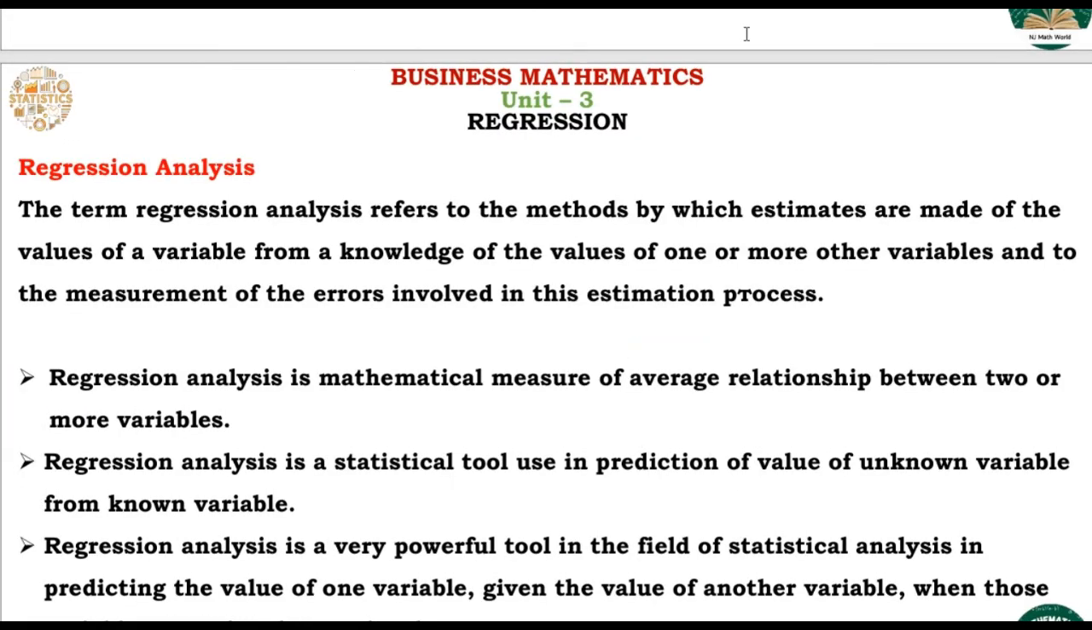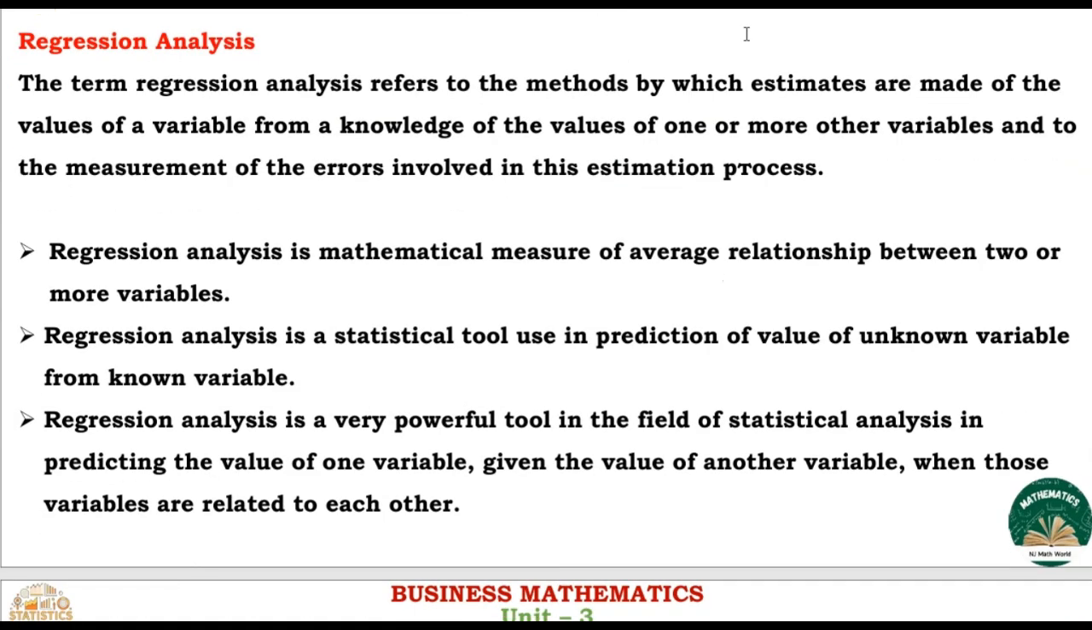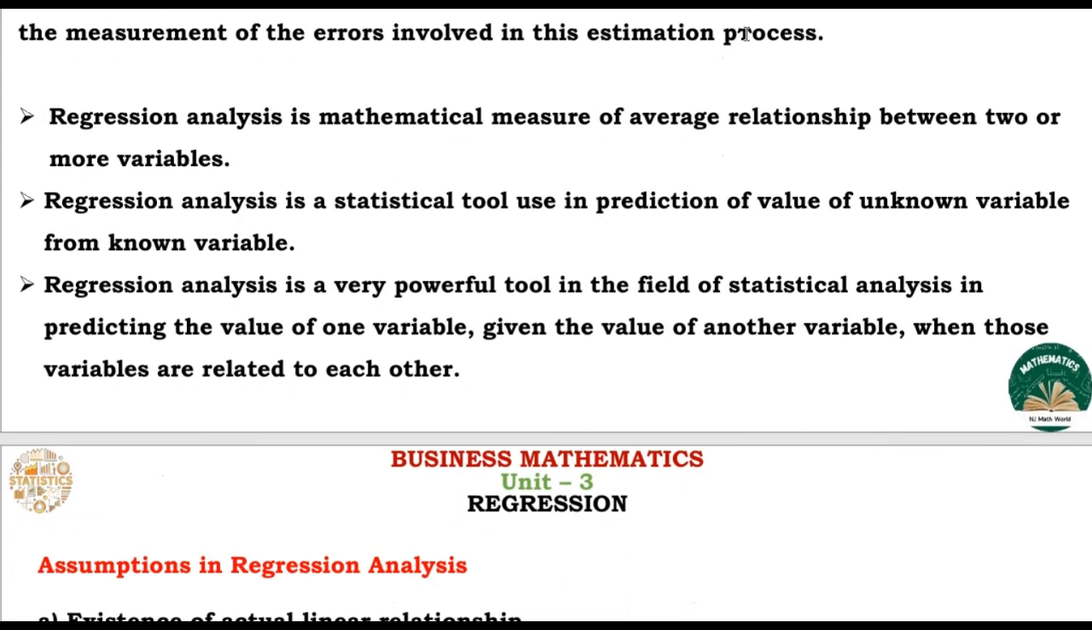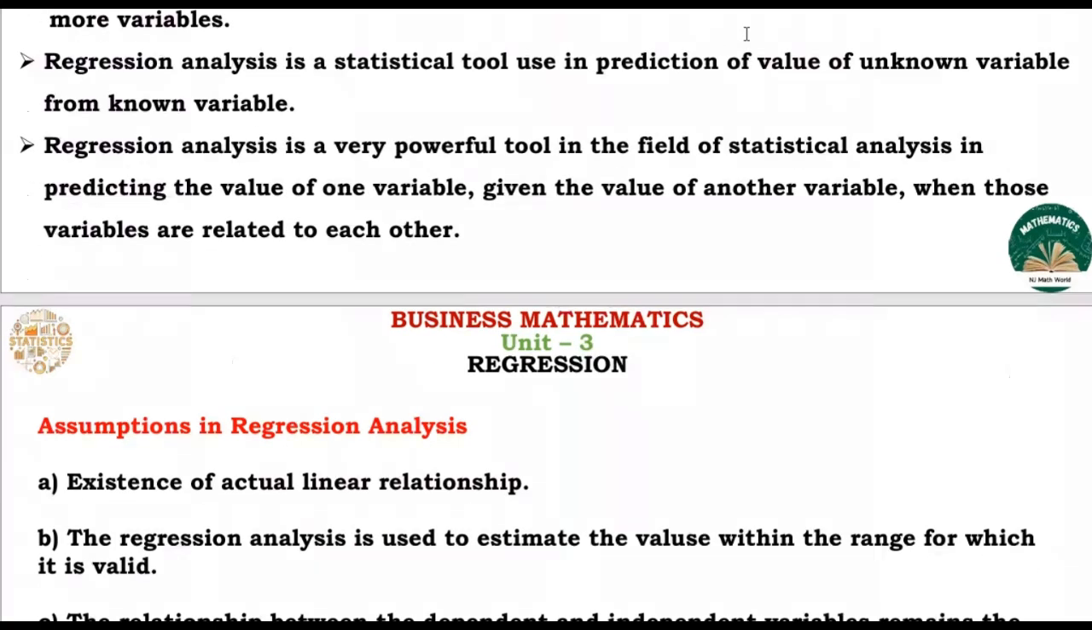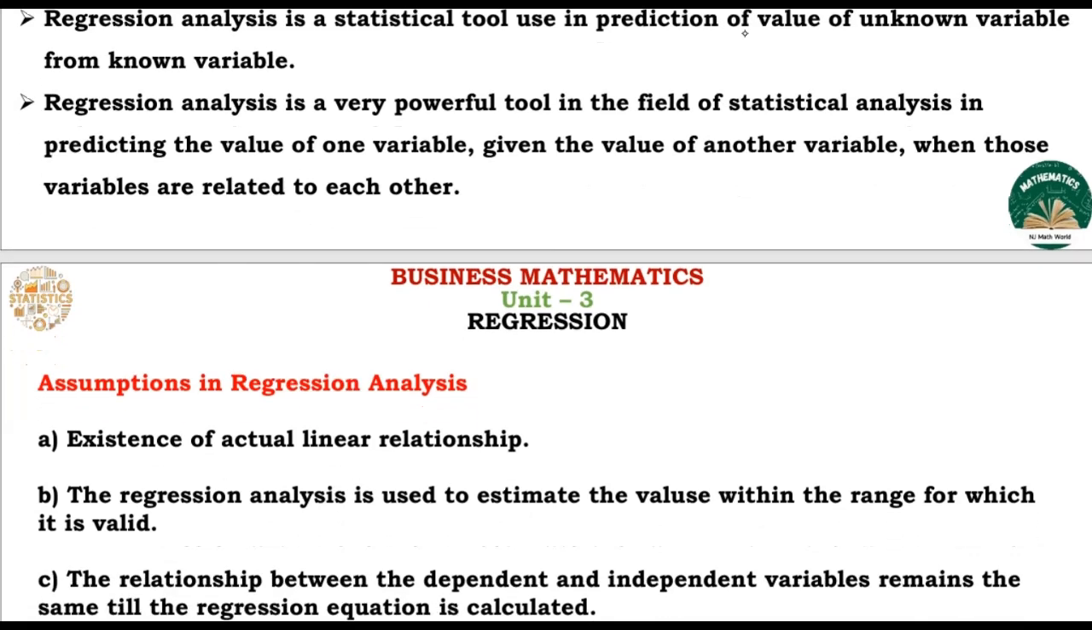The term regression analysis refers to the method by which estimates are made of the value of a variable from the knowledge of the value of one or more other variables, along with the measurement of error involved in this estimation process. So regression analysis is a mathematical measurement of the average relationship between two or more variables. It is a statistical tool used in predicting the value of an unknown variable from a known variable. It is a very important and powerful tool in statistical analysis for predicting the value of one variable given the value of another variable, when those variables are related to each other.